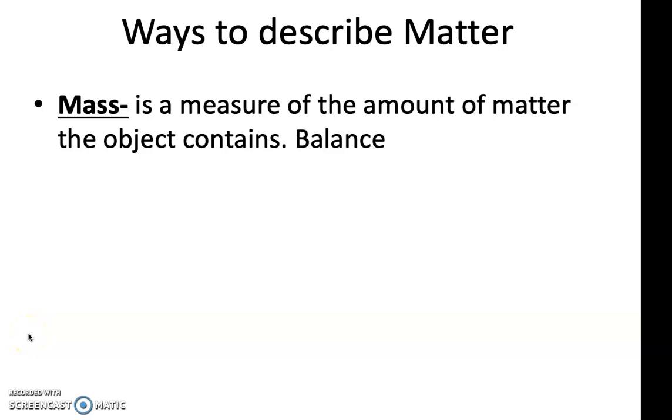Now, ways to describe matter. Remember, matter is anything you can hold in your hands, essentially. Something you can see, something tangible, something you can measure. So, mass is a way to describe matter. Mass is a measure of the amount of matter the object contains. In this case, you need to use a balance. Without a balance, you will not be able to determine the mass of the object.